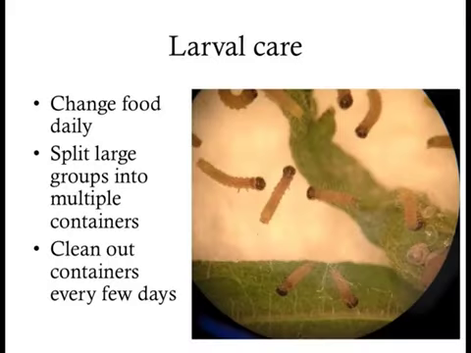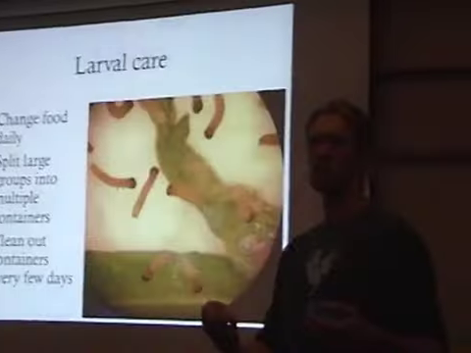And basically all I did was swap out the food every day, take out the old leaves and put in new. Every couple of days you need to clean the frass out of the containers. And if you had a cluster of like 150 eggs, once you have 150 larvae, at some point you need to split them into smaller groups.